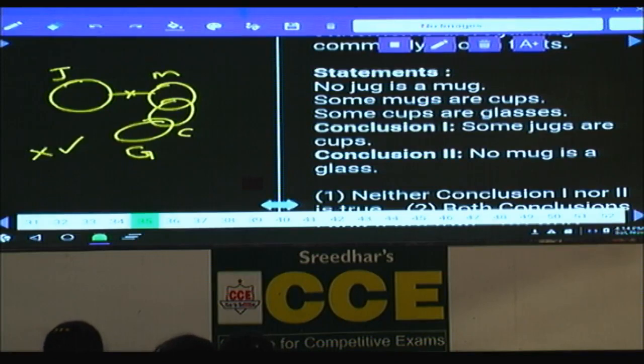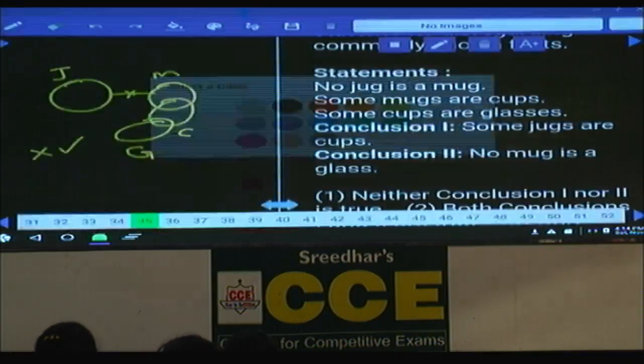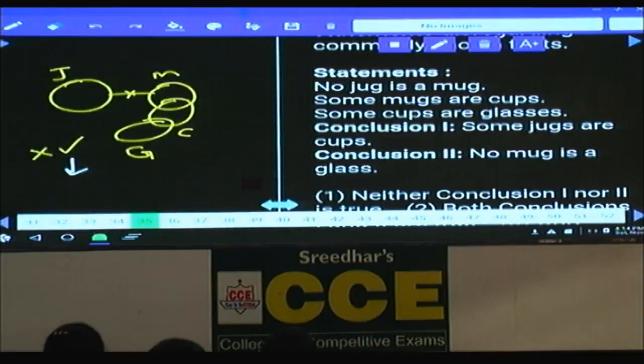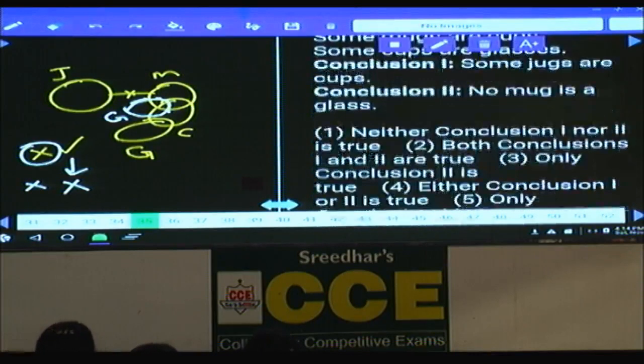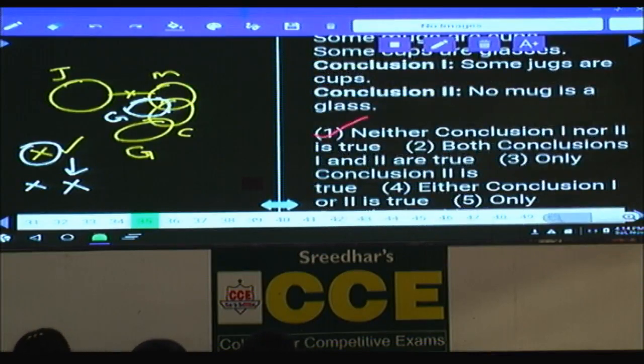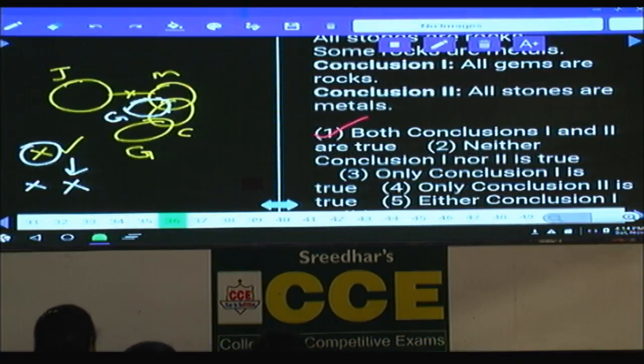Now to make the second conclusion false, because it is a negative conclusion, your alternate diagram must be some of the mugs are glasses. Some mugs are glasses means mug and glass should be intersected. Now tell me whether we can write glass like this or not. Yes. The alternate diagram is proven, and the previous conclusion will be false. Then the previous affirmative conclusion that was false, some jugs are cups, is also false. Hence neither 1 nor 2, it is choice 1. 35 is choice 1. Then 36.